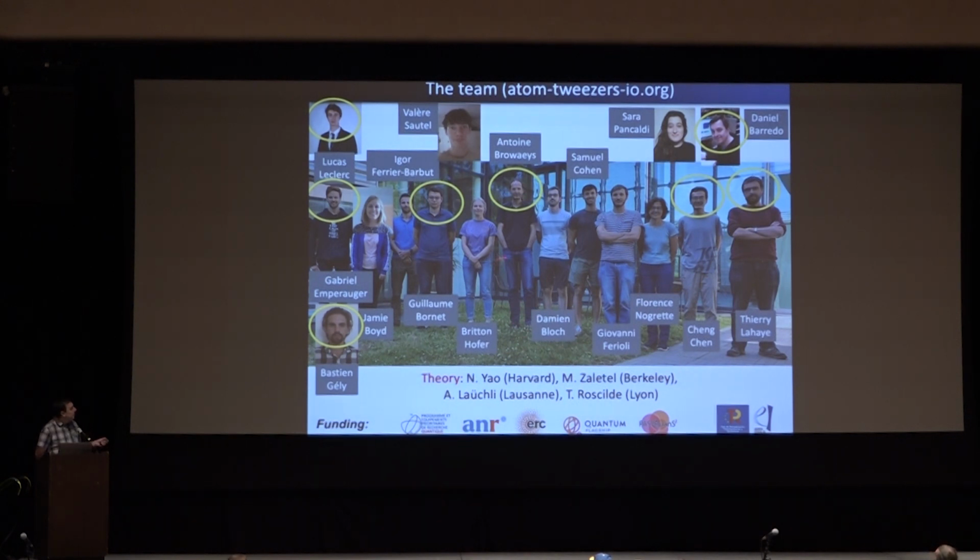You may recognize Antoine and Cedric, who are the permanent members of the team. And in yellow, you see all the people that are involved in the experiments with Rydberg atoms. Then, on the theoretical side, we have had different collaborations along the years, but mainly for the results that I will show you today, we have the help of the group of Magnetism in Harvard, Mike Saletter in Berkeley, Andreas Läuchli now in Lausanne, and more recently, Thomas Roscilde in Lyon.